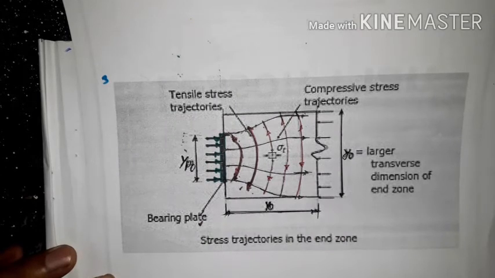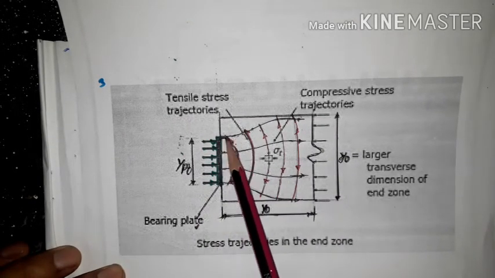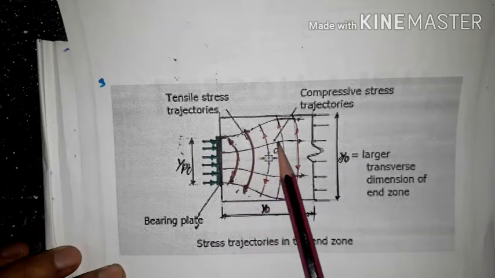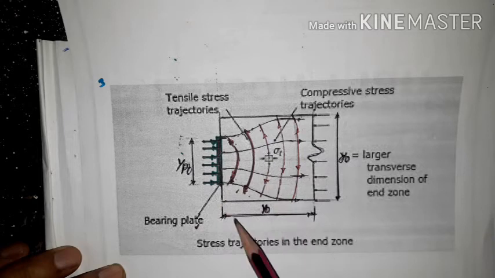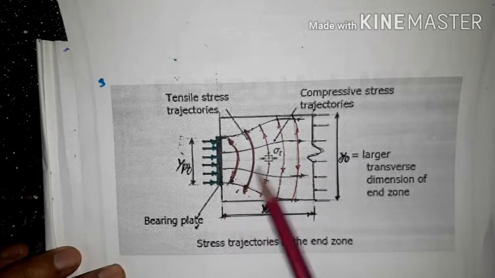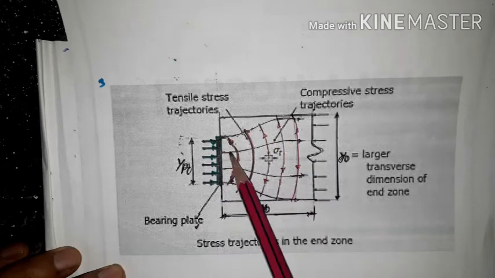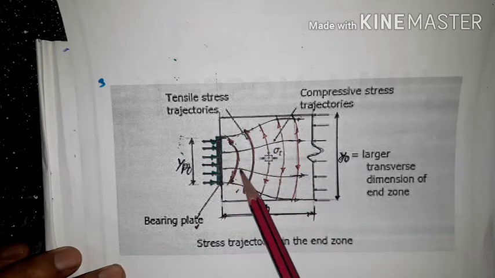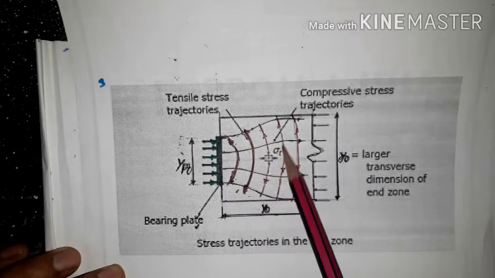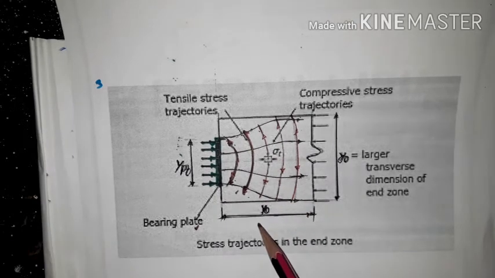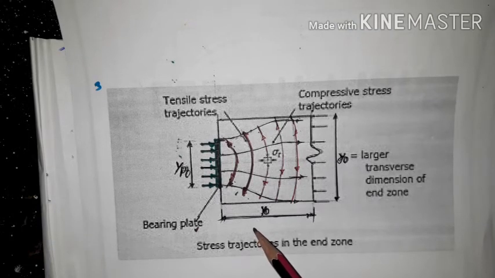As I told you, there are two types of flow of forces: one is in the longitudinal direction and one more is in the transverse direction. These forces travel in the longitudinal direction, and these are in the transverse direction. And these forces will develop compressive stresses and tensile stresses in the concrete.